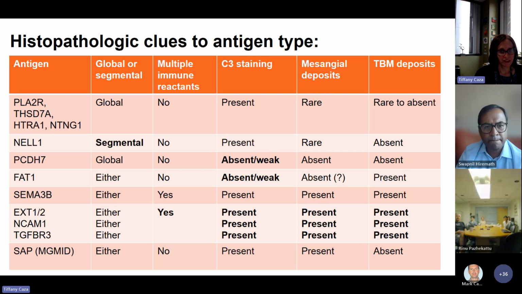Some histopathologic clues as an overview to look for: if you have segmental staining, think NELL1. If you have multiple immune reactants, think membranous lupus. If you have C3 staining that is weak to absent, think about protein-coherent proteins as being responsible. And mesangial and tubular basement membrane deposits, if you have other features, increase your likelihood of it being due to membranous lupus nephritis.